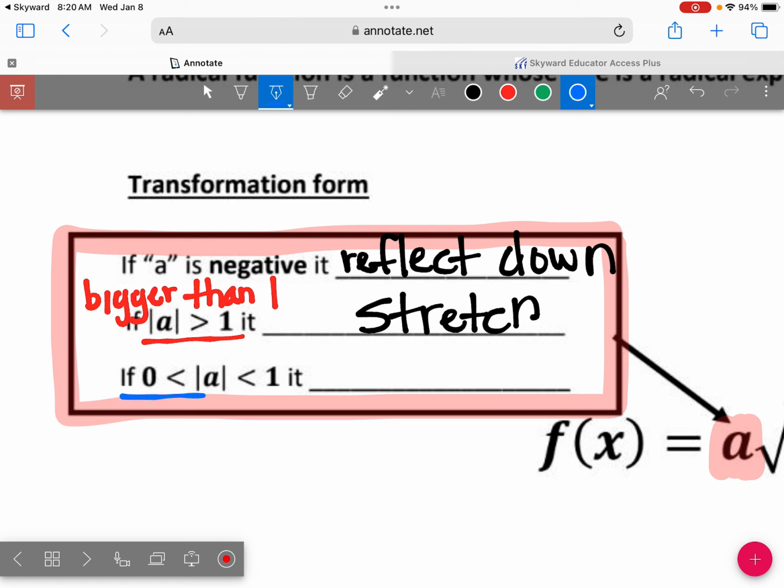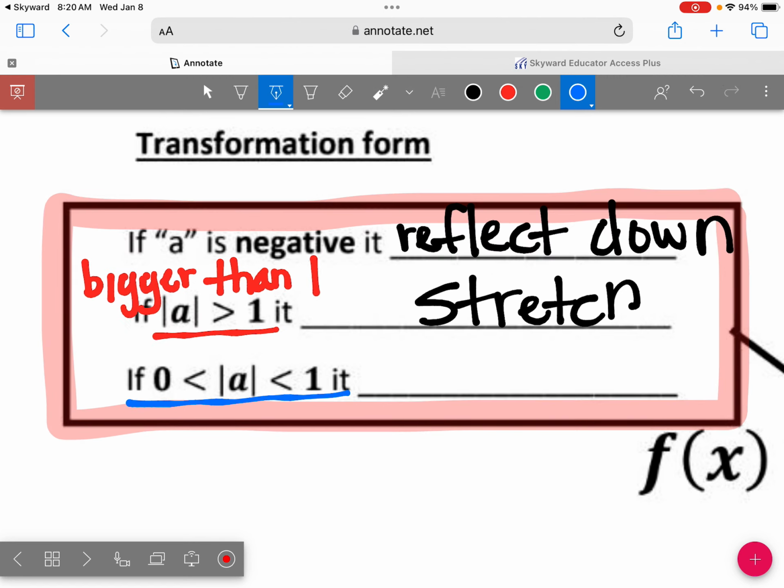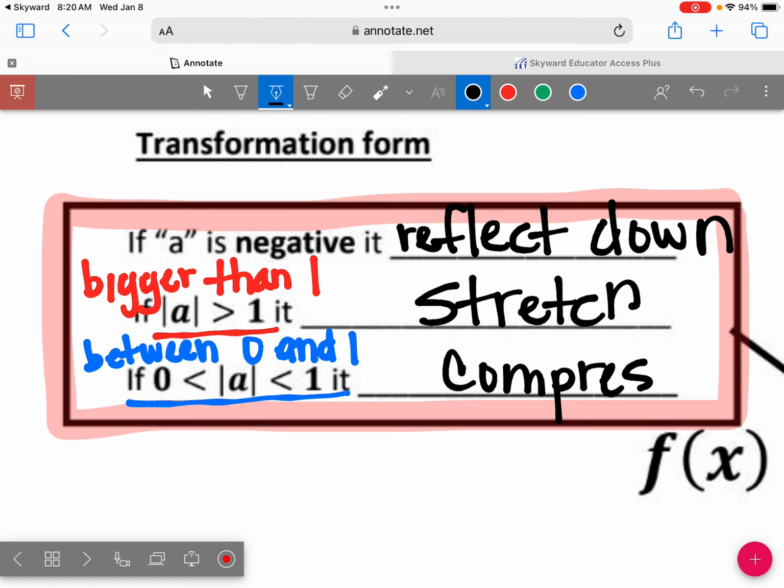And if it's between 0 and 1, that's what this means. It's going to make it compress. That's what your A value will do. That's the number in front of the square root. If it's a negative number, it's going to make it flip down.